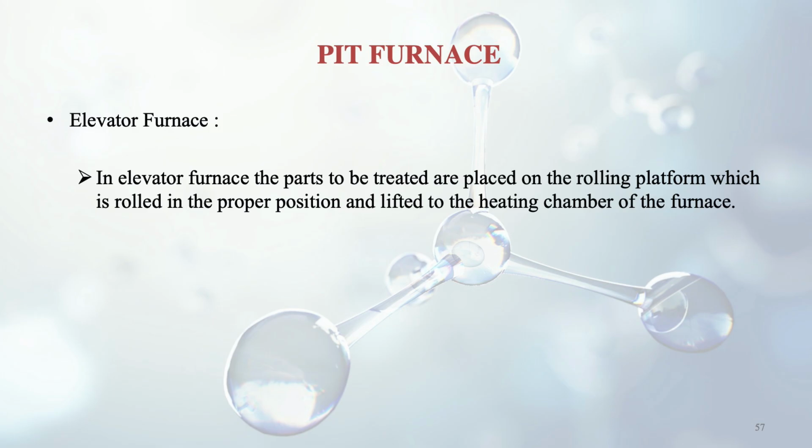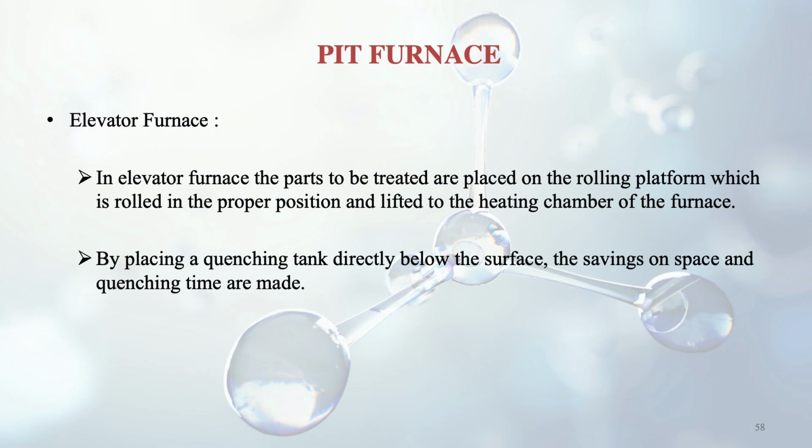The fourth one in the case of the batch furnace is the elevator furnace. In the elevator furnace, parts to be treated are placed on a rolling platform. There is a platform which is rolling continuously and in the proper position, and then it is lifted. This platform is lifted to the heating chamber of the furnace. And then we place a quenching tank directly below the surface. In this way we can save the space and the quenching time also.